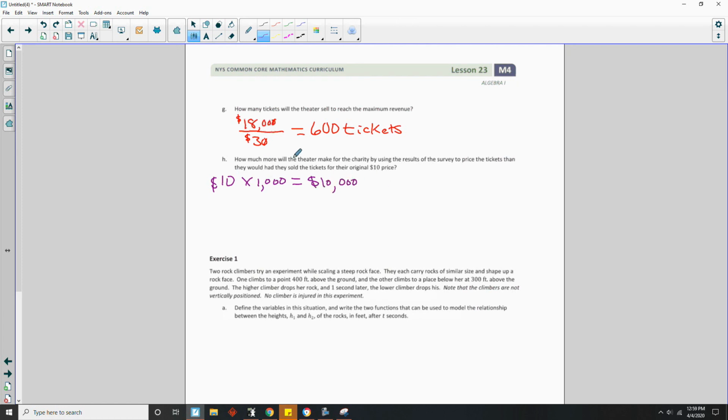Okay, and this says how much more? Well, $18,000 is the survey price that told them to sell the tickets for $30. So they only sold 600 tickets. There were 400 empty seats, but they made $8,000 more by charging $30 instead of the $10 for a full house. Pretty interesting stuff here. So subtract that $10,000 that they made if they sold them for $10, and the answer to this question is $8,000.